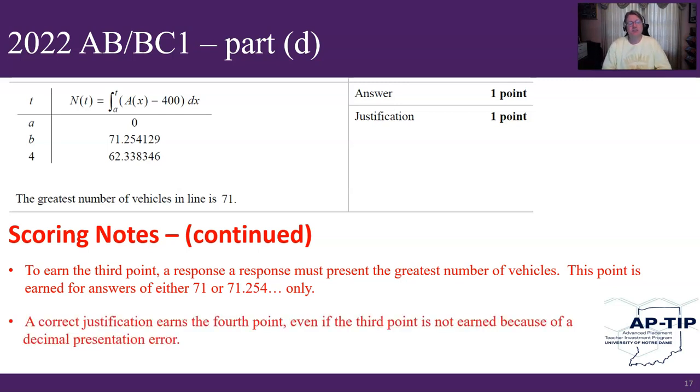Now, a correct justification earns the 4th point, even if the 3rd point is not earned because of said decimal presentation error. We don't want that to take them out of 2 of the 4 points for this part.